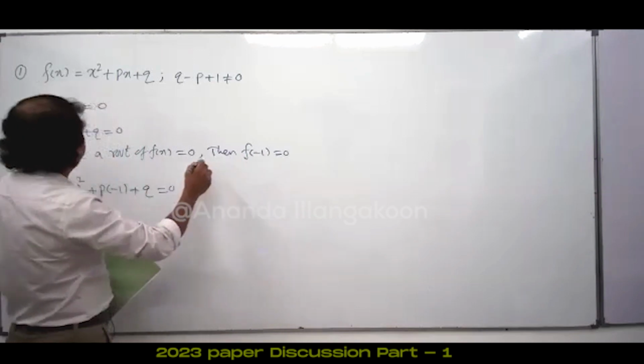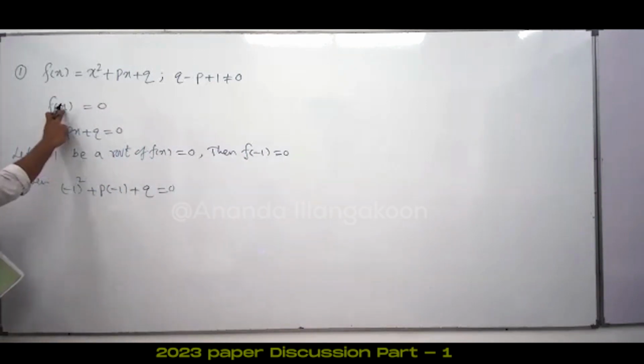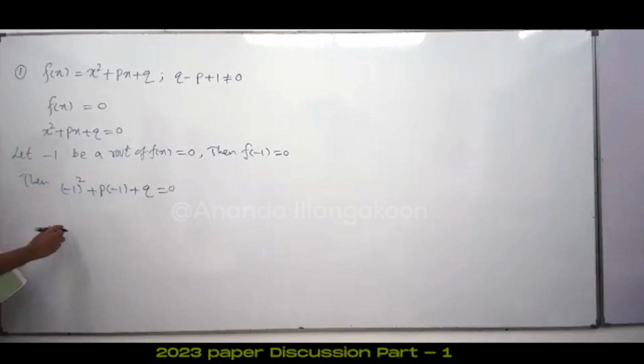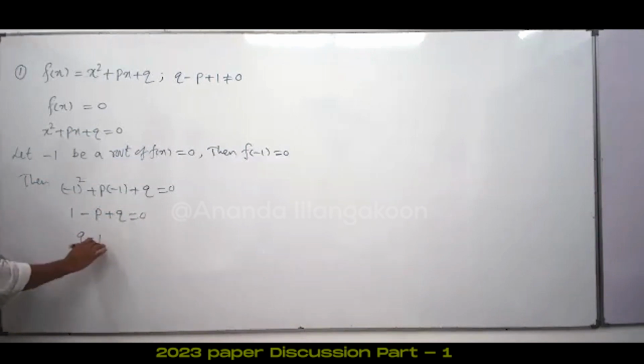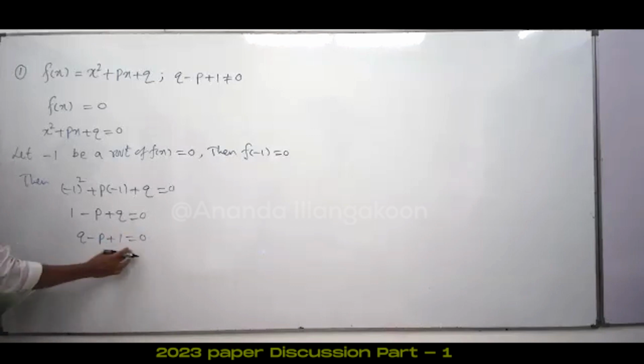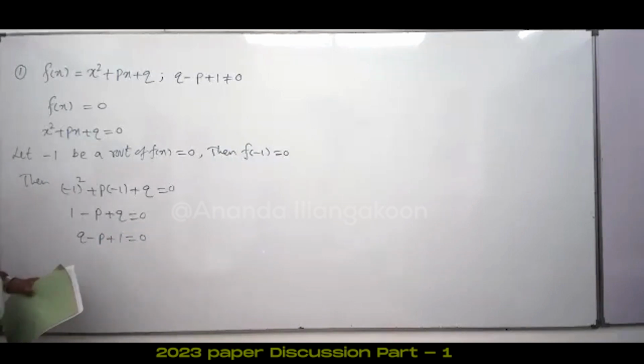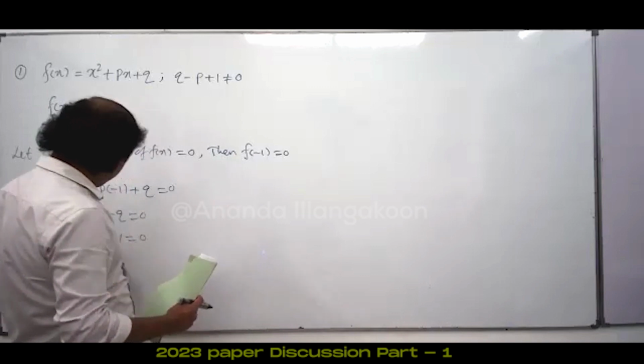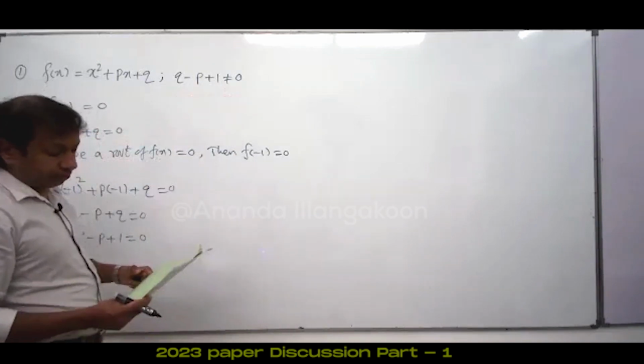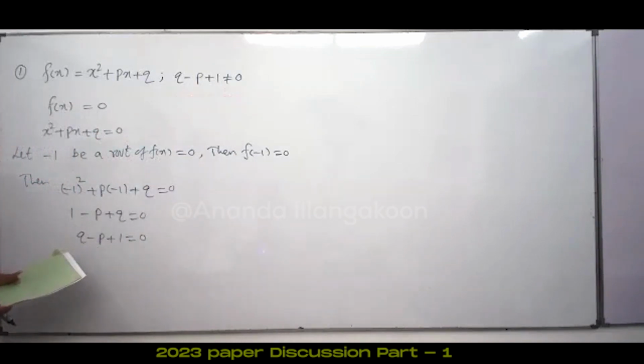f(-1) means substituting -1 for x, no? Then this is what we get here: 1 minus p plus q equals 0. This is nothing but q minus p plus 1, the same thing, no? q minus p plus 1 equals 0. We get it this way, right? But this is the one we are given as not equal to 0. So this is impossible.